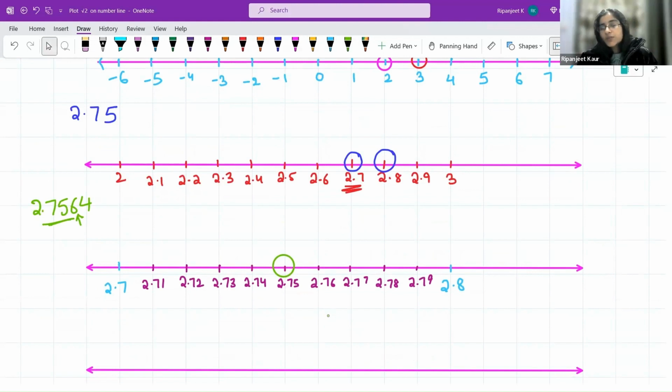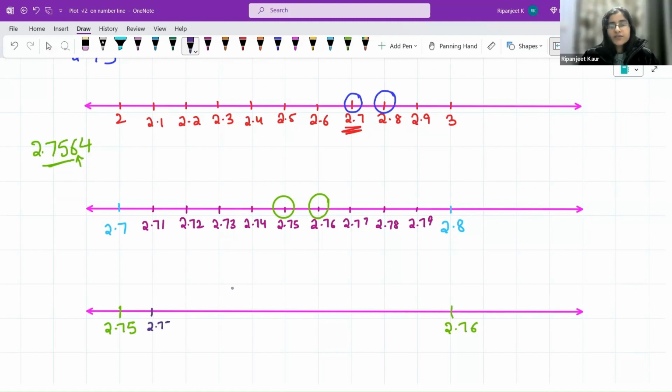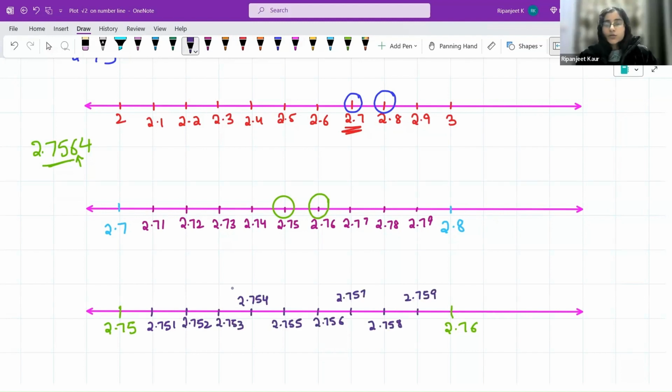Now we have located 2.75, but there is a 6 after it also, right? So that means the number is bigger than 2.75, and the next number is 2.76. So we are going to again plot 2.75 and 2.76. So what are the numbers that are going to be there in between it? 2.751, 2.752, 2.753. So these are all the numbers that are going to be in between 2.75 and 2.76. Okay, we got this.